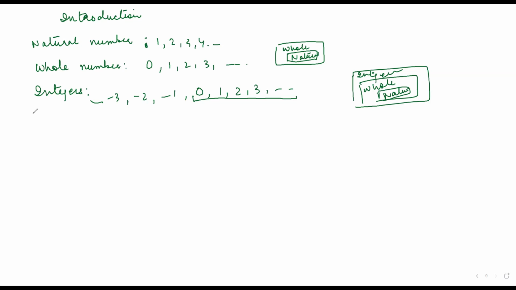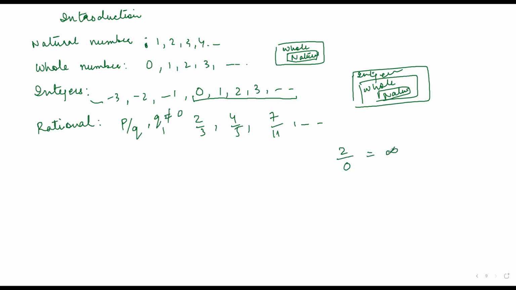Fractions it doesn't have, right? So those numbers are called rational numbers, which are of the form p by q. For example, 2 by 3, 4 by 5, or 7 by 11, like that. These are all rational numbers. They are of the form p by q. But there is a condition here that q is not equal to 0. Why? Because if I divide any number by 0, for example, 2 by 0, this is called not defined. Something divided by 0 is not defined. So we put this additional condition that q should not be equal to 0. Otherwise, any number of the form p by q is called a rational number.